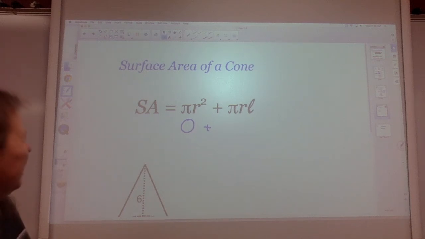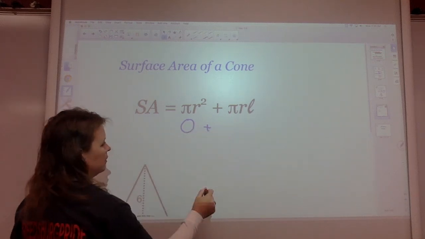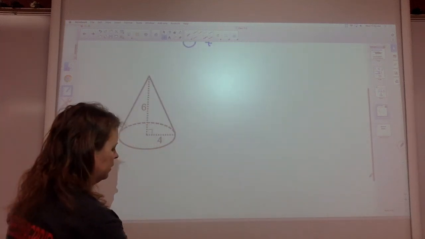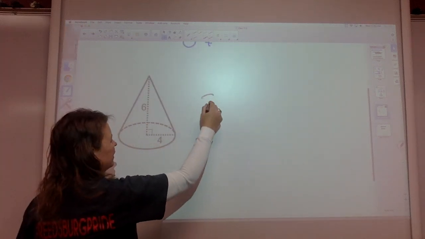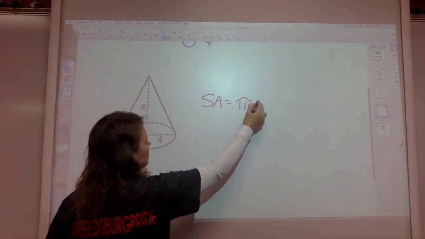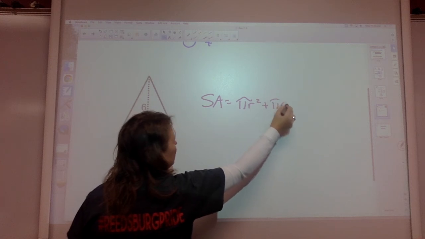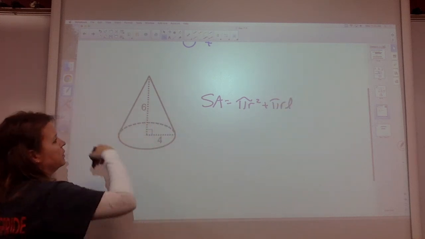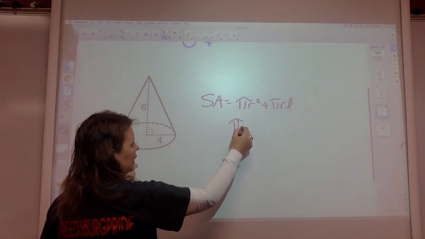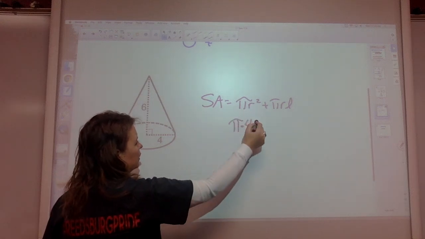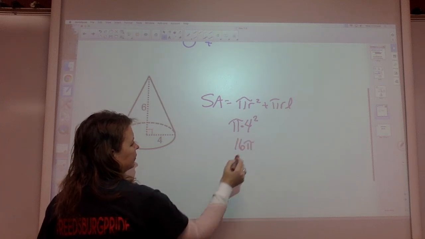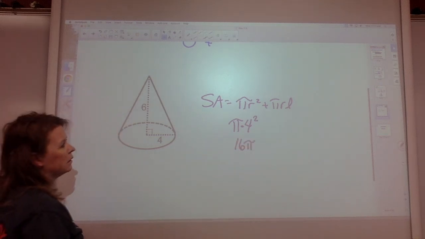Okay, how do we do that? The circle plus pi r L. Take a look at this diagram. We're going to do surface area of a cone equals area of the base, pi r squared, plus pi r L, which gives you the rest of the cone. Pi times 4 squared is 16 pi. Always put the 16 first.